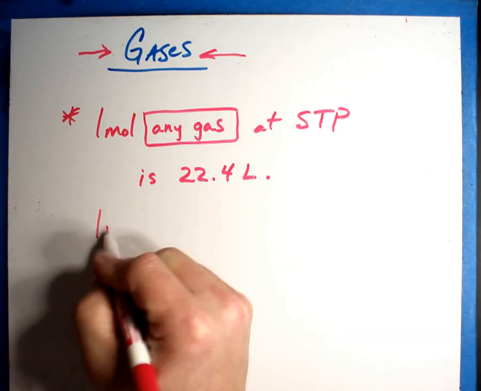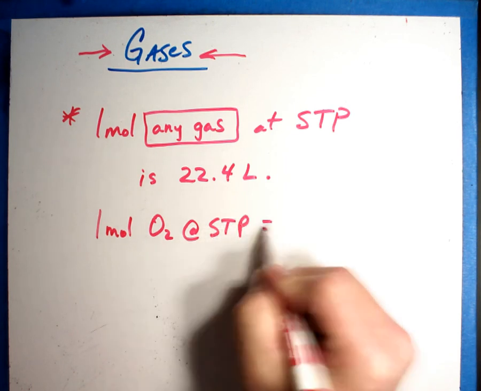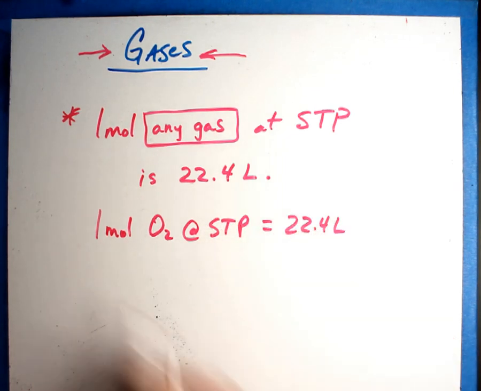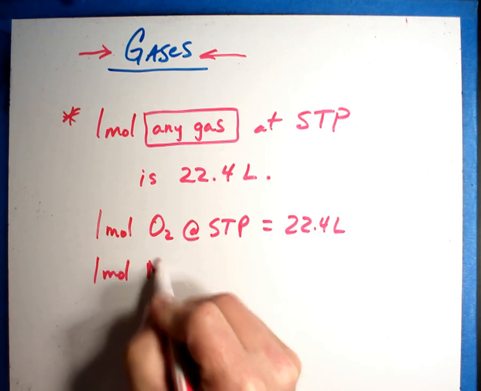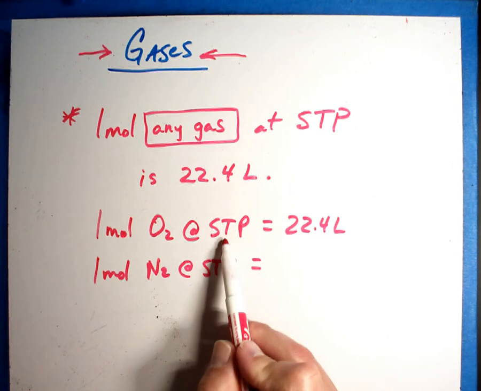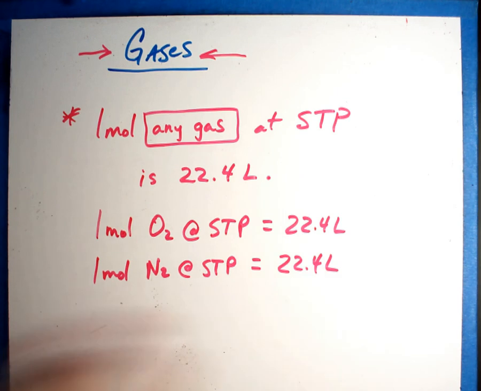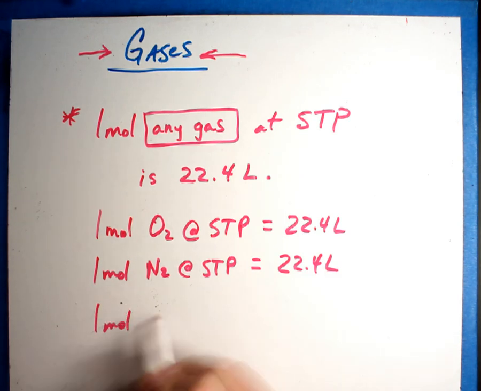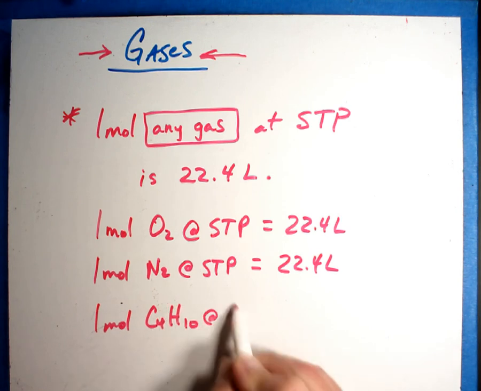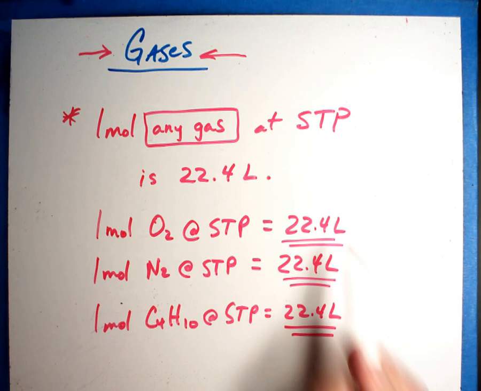If I had a mole of oxygen at STP, I have 22.4 liters. If I had a mole of nitrogen at STP, remember, STP is 1 atmosphere and 273 Kelvin, I have 22.4 liters. If I had a mole of butane at STP, I have 22.4 liters. It's sort of the magic number, 22.4 liters every single time.